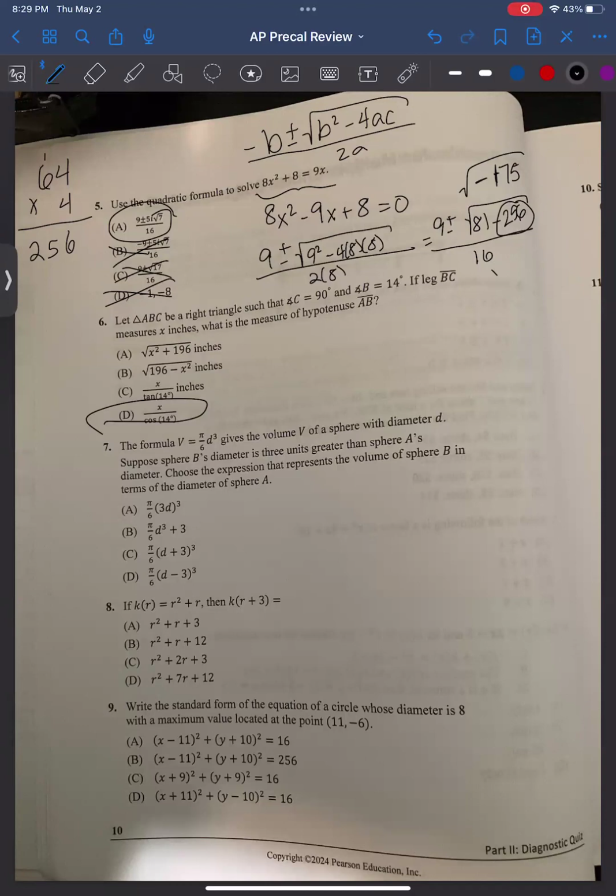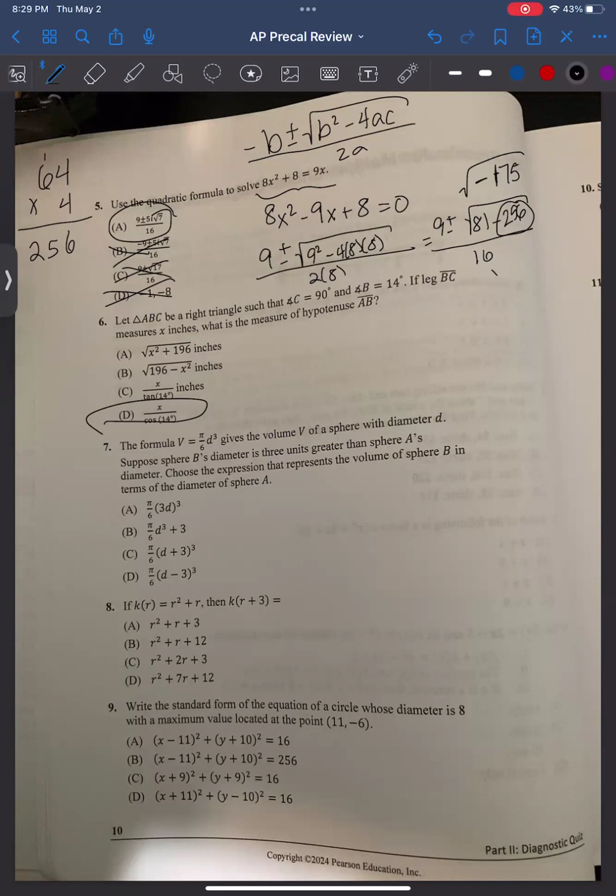Wait, look, do they give us the formula? They literally do, it's in the question. So, look, another geometry question. The formula V equals pi over 6 d cubed gives the volume V of a sphere with diameter d. Suppose sphere B's diameter is 3 units greater than sphere A's diameter. Choose the expression that represents the volume of sphere B in terms of the diameter of sphere A.